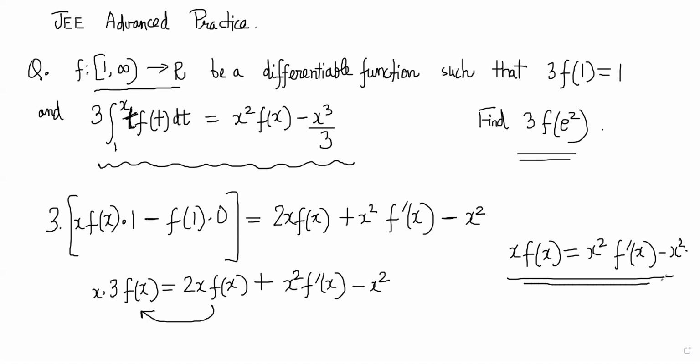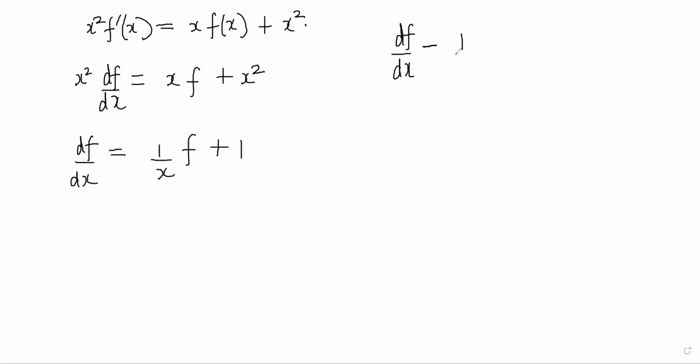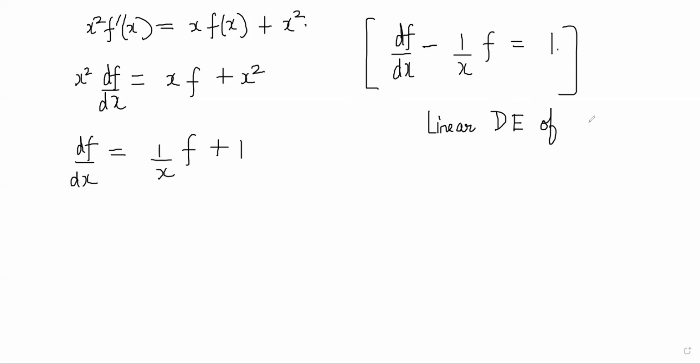Now this condition, how do we use this? So we bring everything on one side. So you'll get x square f dash x is equal to x f of x plus x square. And this is like saying x square df by dx is equal to x f plus x square. And we can rearrange it like this. Df by dx is equal to 1 over x f plus 1. And we can write it as df by dx minus 1 over x f equal to 1. So this is my linear differential equation of first order. Linear DE of first order.